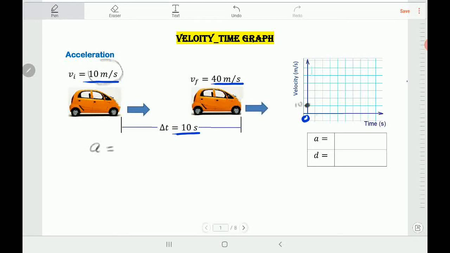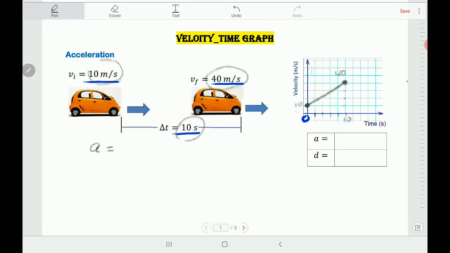And then after 10 seconds, so let's calculate this, assume every square is 2 seconds: 2, 4, 6, 8, 10. So after 10 seconds, the speed of the car is 40 meters per second. So that's 10, 20, 30, 40. We put the point here. That's the final point. So if this is the initial, this is the final, when the velocity is equal to 40. And then we connect the 2 points. So this straight line represents the relation between the velocity of the car with respect to time.